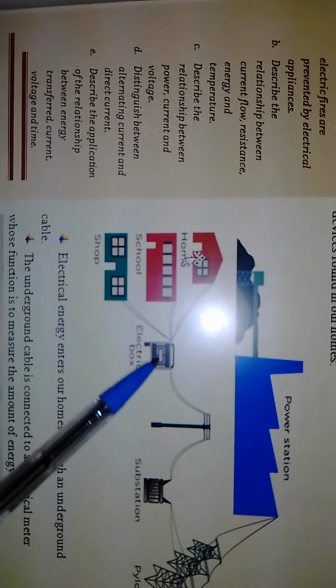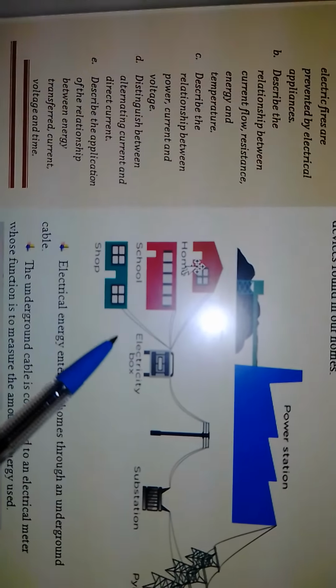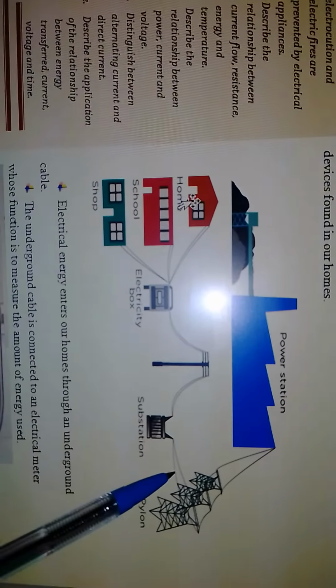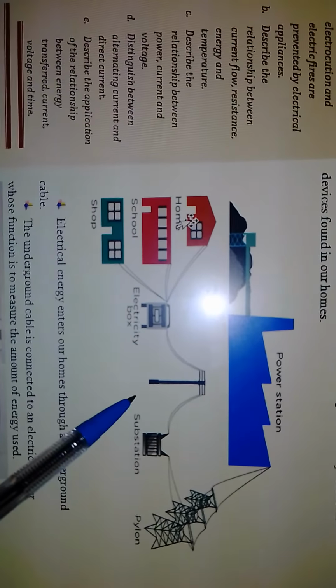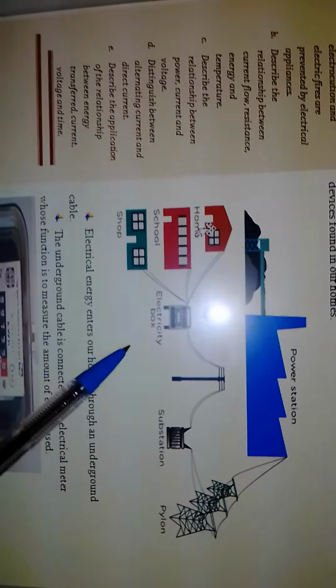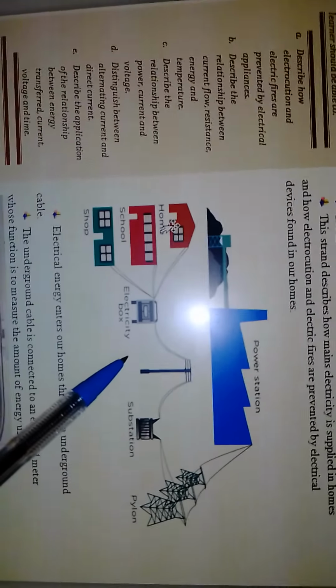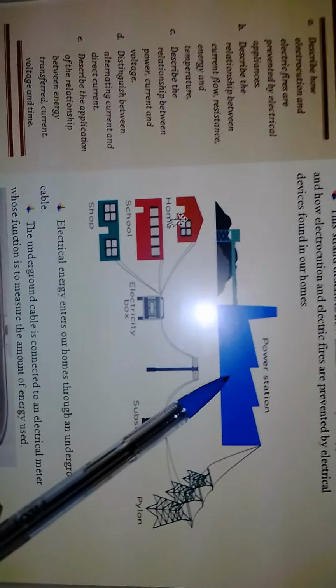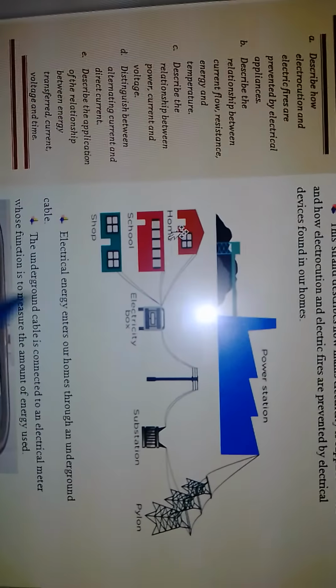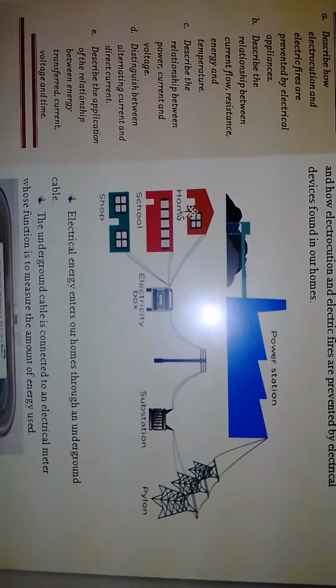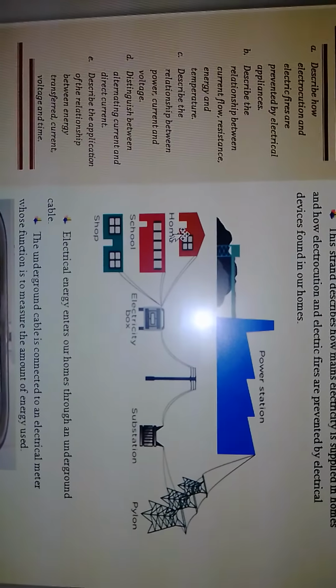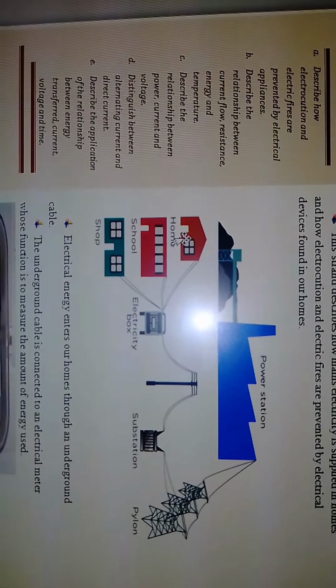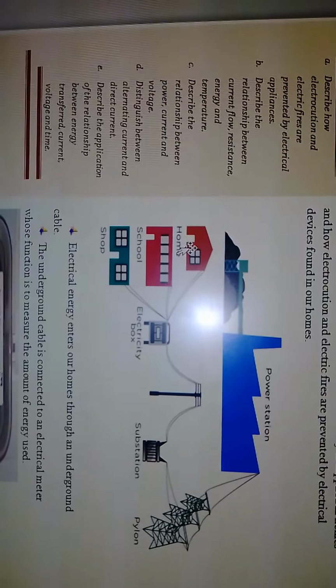There is a power station here. There are homes, there is a school, an electricity box in the shop, and a substation, and the cables, the poles carrying forward the electrical wires. Now, what happens here is that at the power station, there is electrical generation, and this is produced actually here. We have two wires, and I'm going to explain this in more detail.